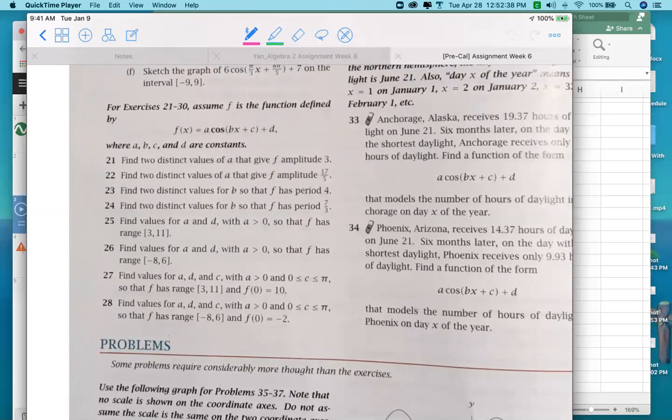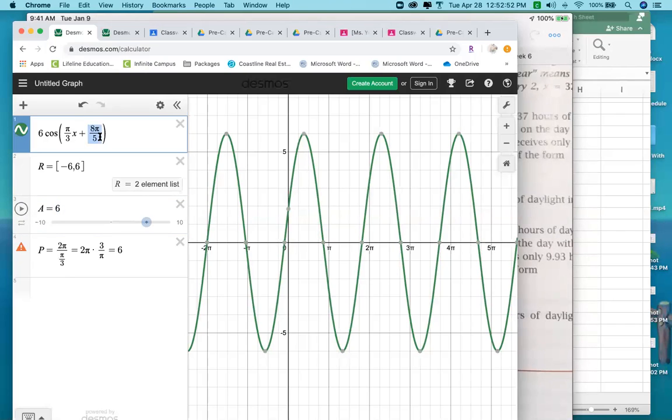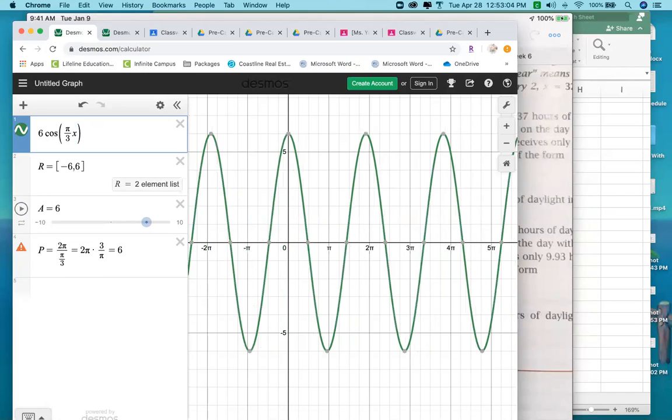And this one is a little bit different. They actually tell you, if you're looking at my screen, wait, hold on. Sam just asked, what would happen to 8 pi over 5? This really just shifts the graph to the left. The reason they included this is to answer letter D and letter E. If you don't have this, the graph will still look the same, except it just shifted one way. Hopefully that answers your question.